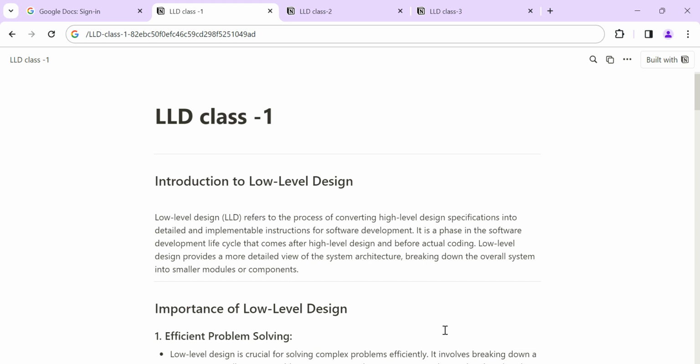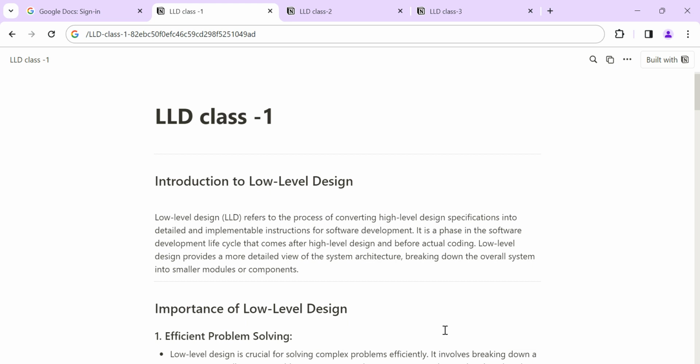It is a phase in the software development life cycle that comes after high level design and before the actual coding. Low level design provides a more detailed view of the system architecture, breaking down the system into smaller modular components. It is useful both if you are preparing for product based or service based companies, because this concept and this coding architecture you use every time.